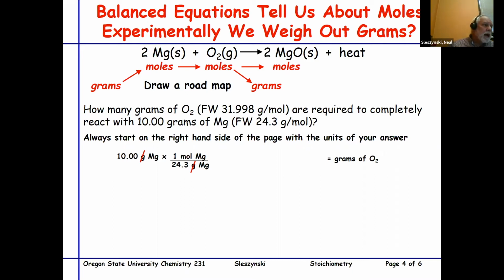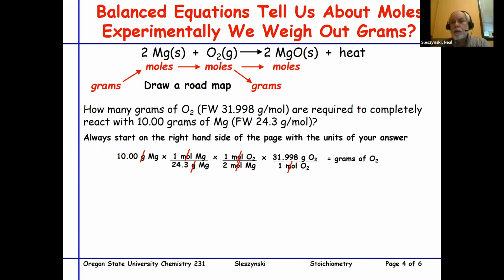And what we have right now are the number of moles of magnesium when we've weighed out 10 grams of magnesium. Well, our roadmap tells us that we next need to convert moles of magnesium to moles of oxygen. That's the molar ratio, 1 mole of oxygen to 2 moles of magnesium. Magnesium cancels out. And now we know how many moles of oxygen we need if we're going to fully react 10 grams of magnesium. Well, we've been asked for grams of oxygen, not moles of oxygen. So we're going to have to multiply by the gram molecular weight of oxygen. Moles of oxygen cancels out.